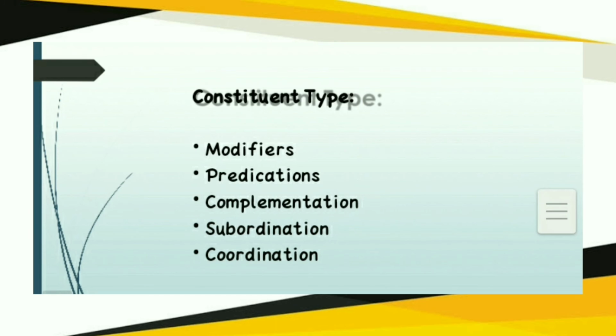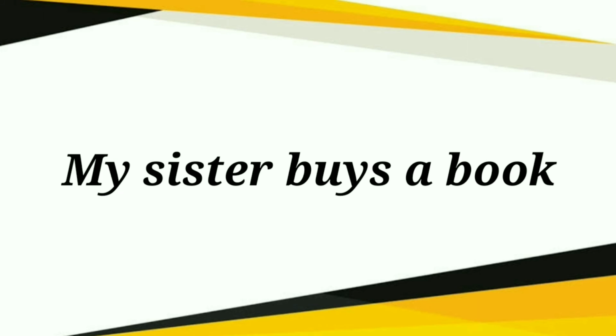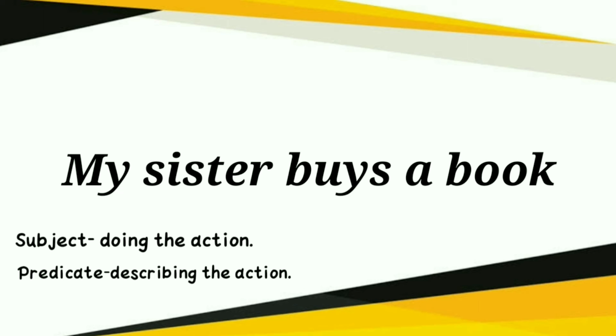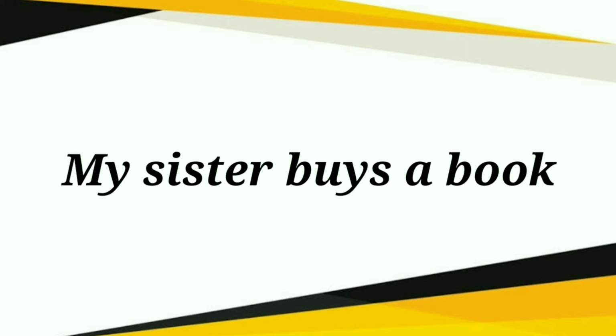Types of constituent. We have the modifiers, predications, complementation, subordination, and coordination. First example in constituents is, we have a sentence here which is, "My sister buys a book." So in constituents, we need to identify first which one in the sentence is the subject and the predicate. So what is a subject? Subject is the one doing the action, while predicate is describing what the subject is doing.